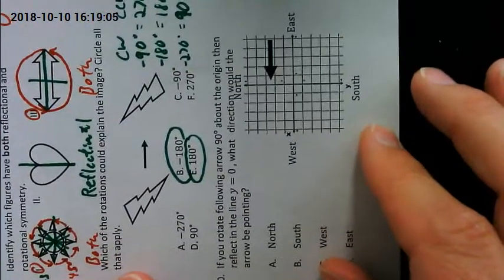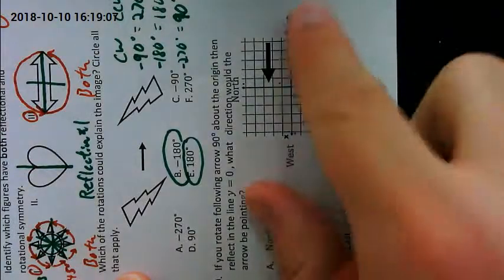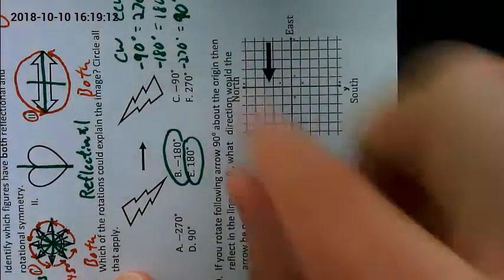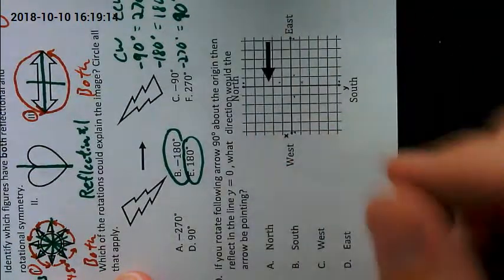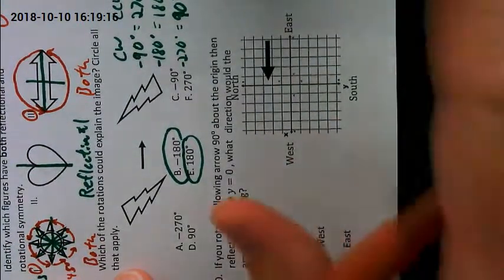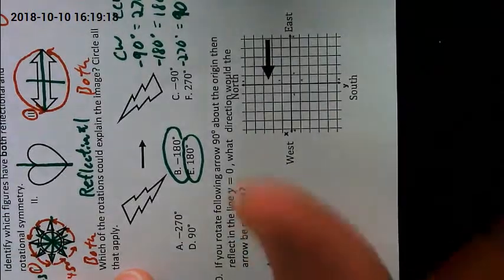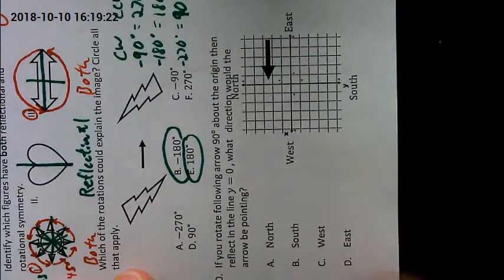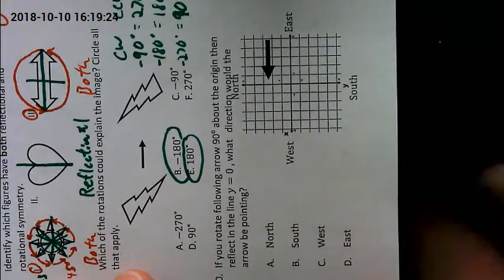It's going to point down. Now, do these still apply in their current positions? No. Down would be the same thing as south. So currently, after the first rotation, it is pointing to the south. But we also were asked to reflect it in the line y equals 0, which is our x-axis. So what direction will this end up pointing in the end? North. It'll point up.